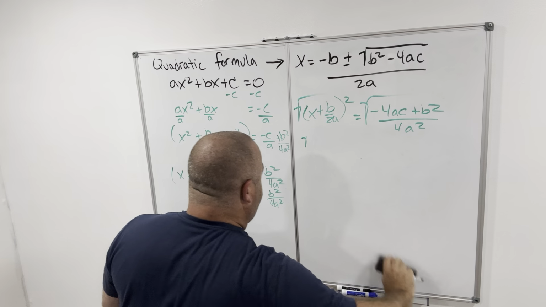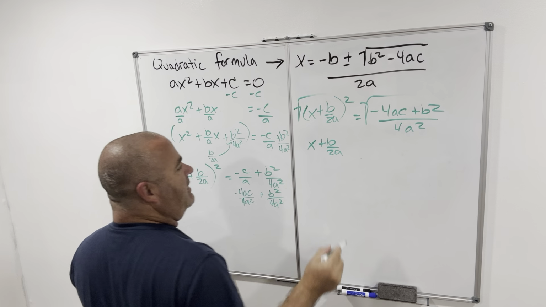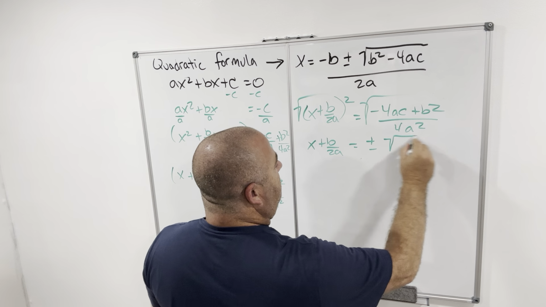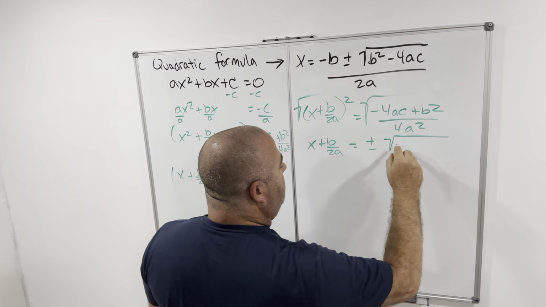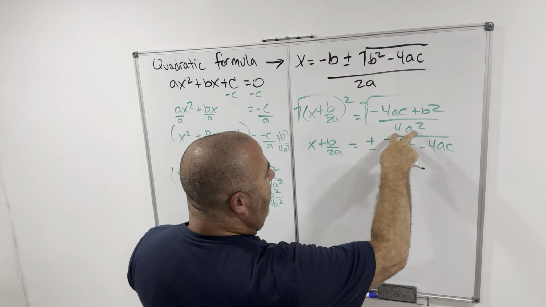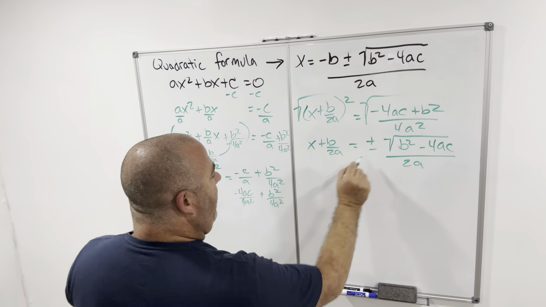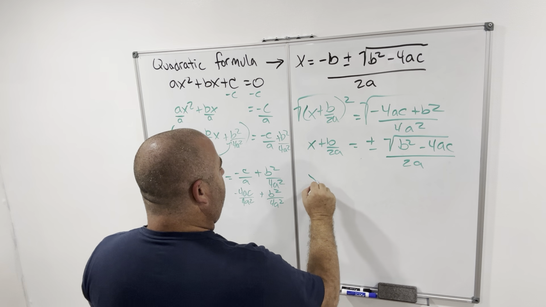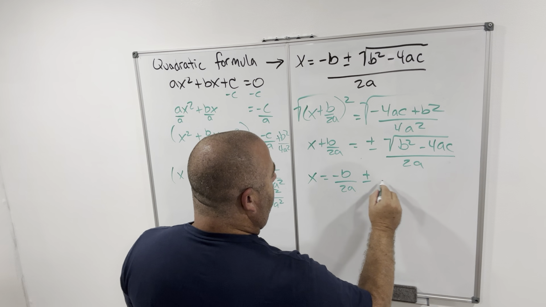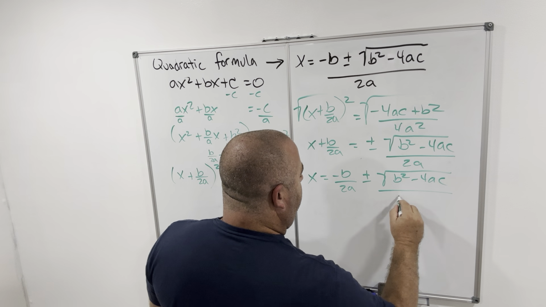That's going to give us x plus b over 2a is equal to plus or minus, because we're taking the square root, I'm going to switch these around, b squared minus 4ac, just so we have a positive term here. Now we can take the square root of this, so that's going to put it over 2a. Let's subtract this b over 2a to the other side, and we get x is equal to negative b over 2a plus or minus the square root of b squared minus 4ac all over 2a.